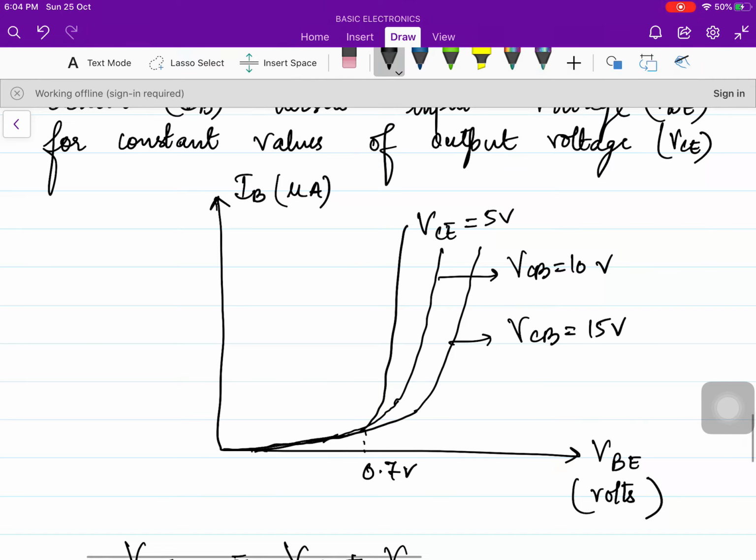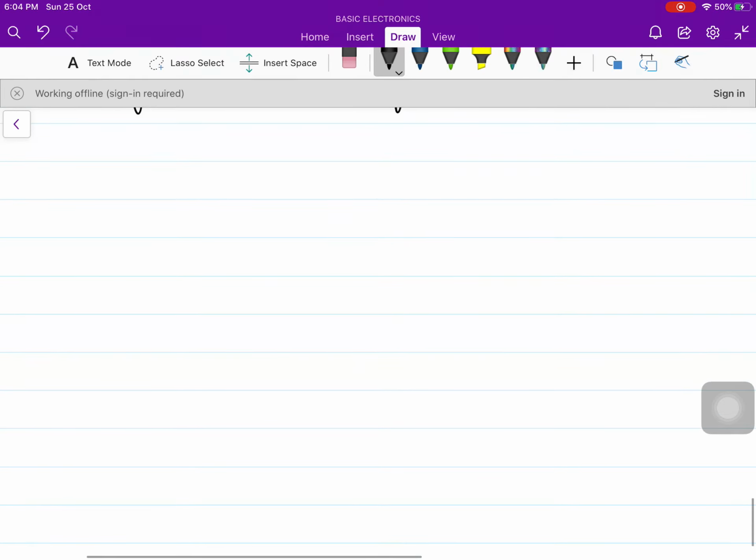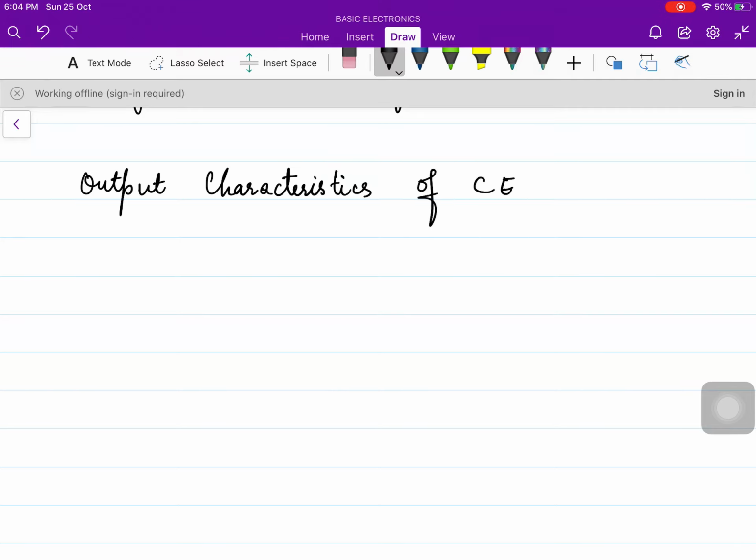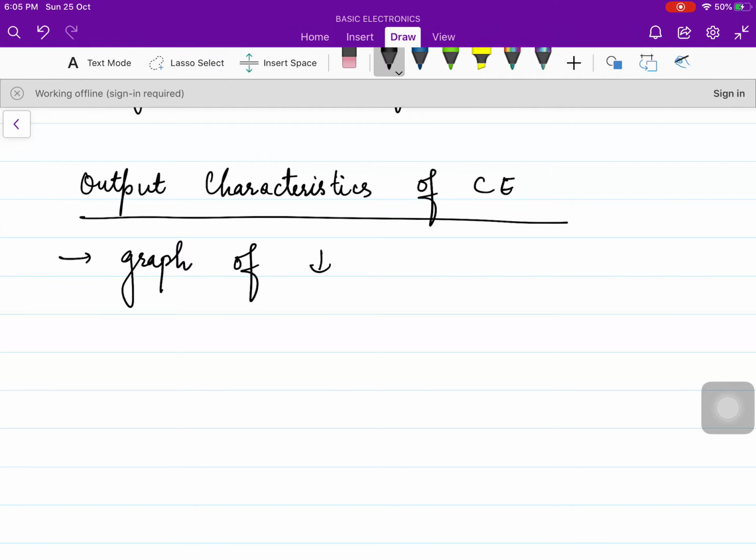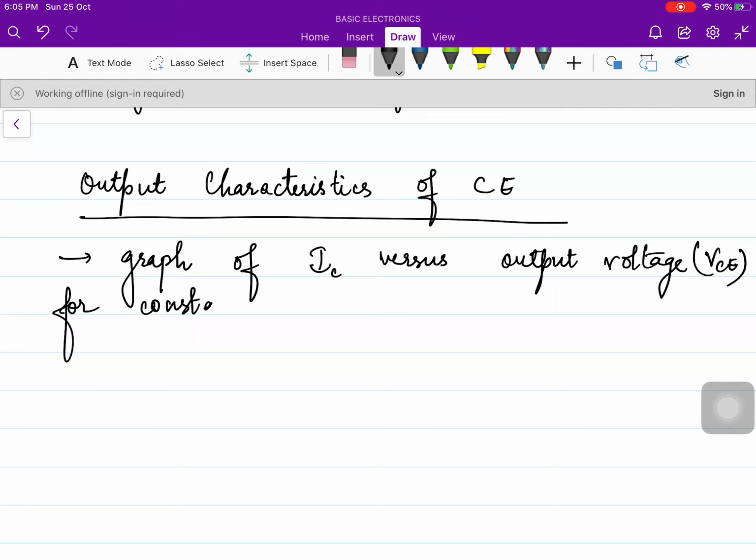Now let's move on to the output characteristics of common emitter. What are the output characteristics? The graph of output current, which is IC, just verify it with respect to your circuit diagram, versus output voltage, which is VCE, for constant values of input voltage.